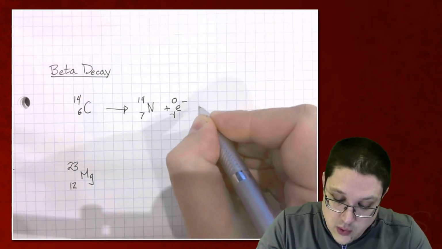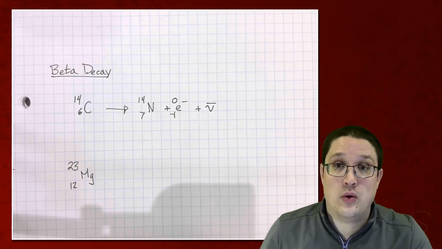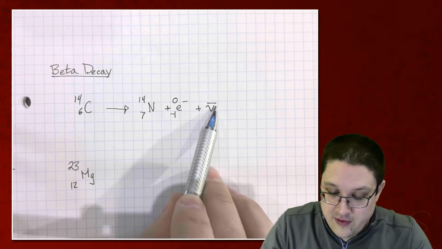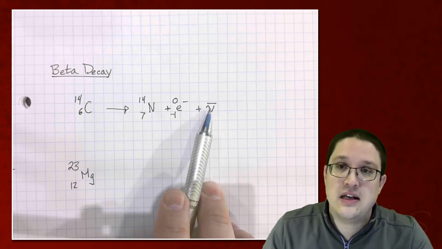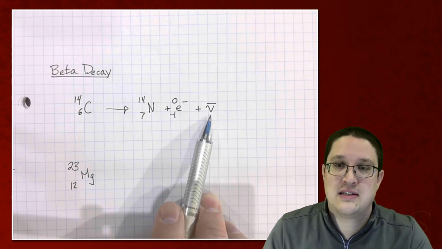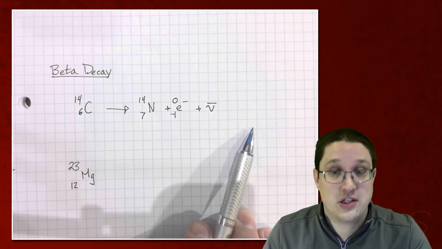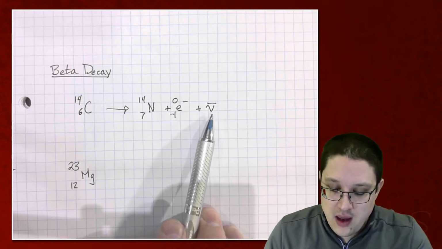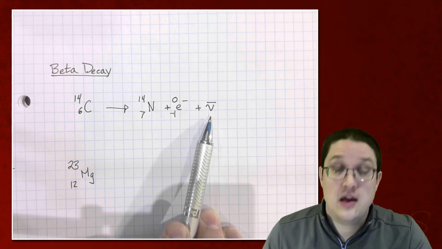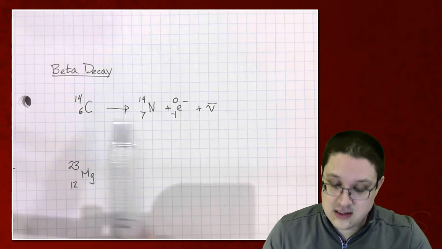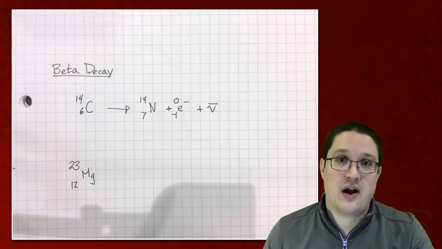what's going on here is we also emit something called an antineutrino. An antineutrino is a little V with a bar over it to indicate that it's an antineutrino. This here is an almost massless particle. In fact, its mass is so small, we kind of ignore it in our calculations because it's so tiny. It goes very fast and basically doesn't interact with anything. We should know it's there because it does contribute to this. However, it basically runs on its merry way and doesn't interact with anything.